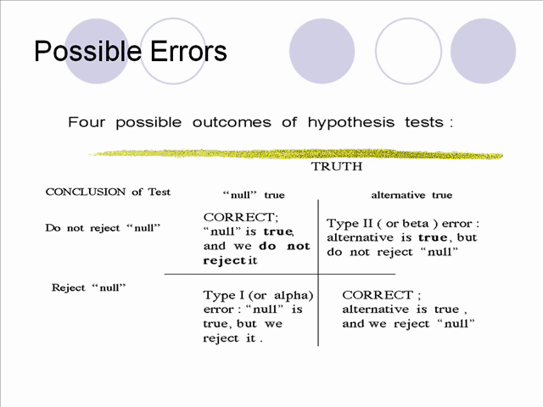A type 1 error, or alpha, is when the null is true but we reject it. We say that there is a difference but there isn't. That's the most common type of error. A type 2 error is when the alternative is true but we do not reject the null. This one doesn't happen too often, and again chapter 7 talks about this quite a bit. The last box is correct: the alternative is true, and we reject the null.